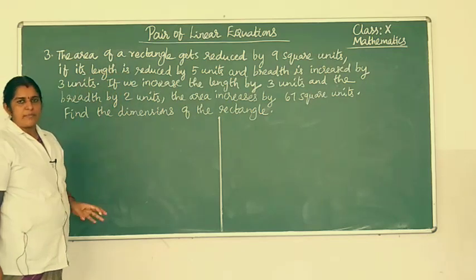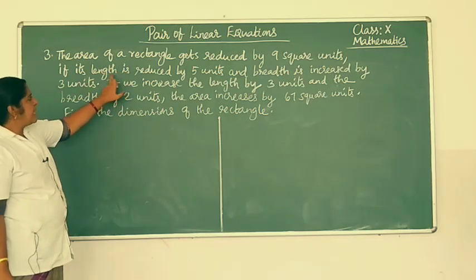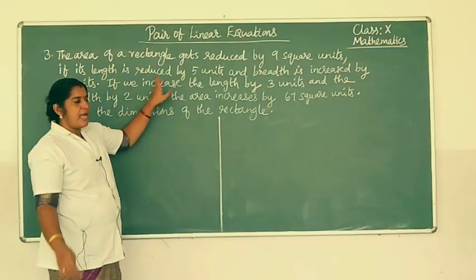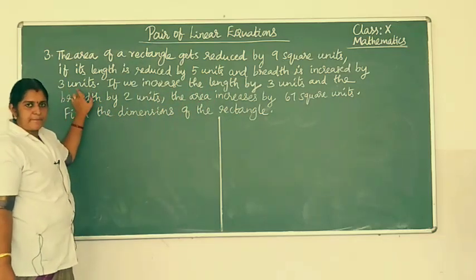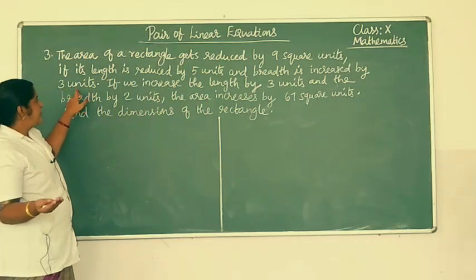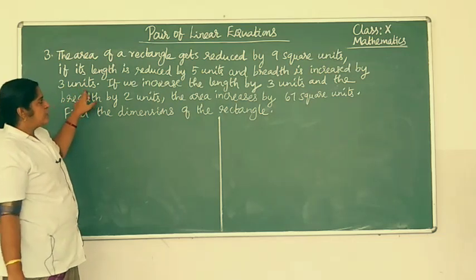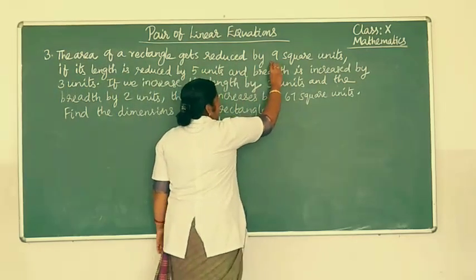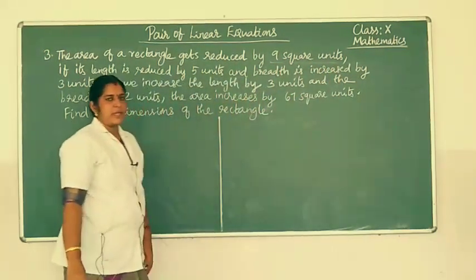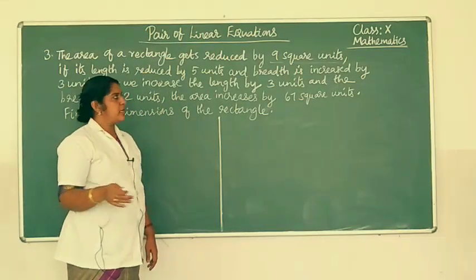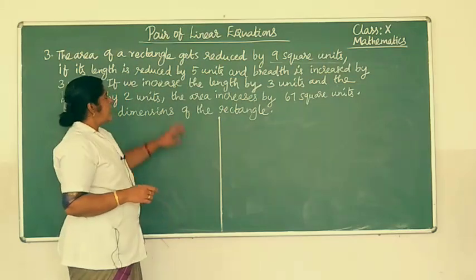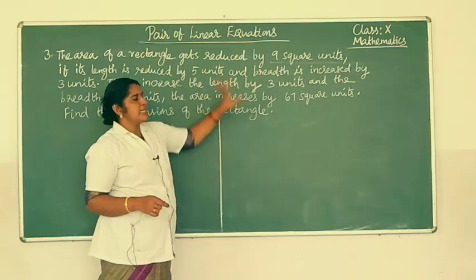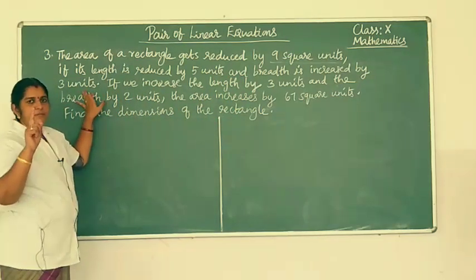So accordingly we want to form the equation. The first case is if the length, that is x, is reduced by 5 and breadth is increased by 3. Increased means we need to add. So when 3 units is increased in breadth, what happens to the area of the rectangle? The area of the rectangle gets reduced by 9 square units. The unit of area is square units. So 9 square units is reduced when length is reduced by 5 units and breadth is increased by 3 units. That is the first equation.